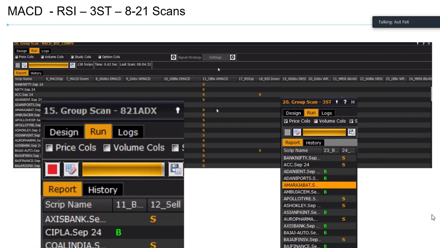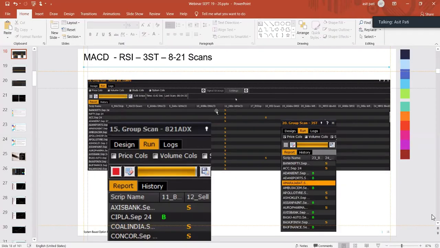So these two are looking quite bearish right now. These are the scans that I was talking about a while back. One more scan that is there is called 3ST. This is nothing but 3 super trend. I'll show you the slide in a bit.